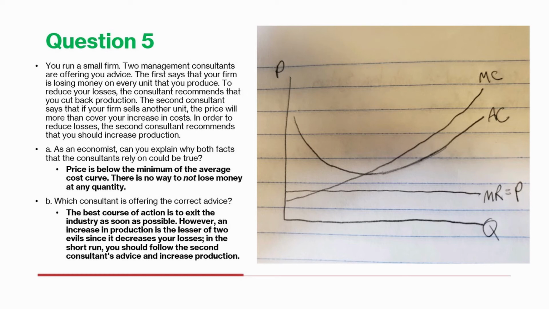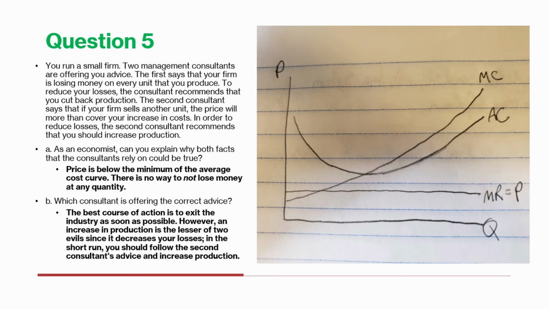The best course of action is the second consultant, because first of all, your firm has to get out of the industry as soon as possible. So the increase in production is the lesser of 2 evils because it decreases your losses. In other words, you lose more by not producing than you would by producing the optimal amount in the short run until you have a window to exit. So you should follow the second consultant's advice and increase production.